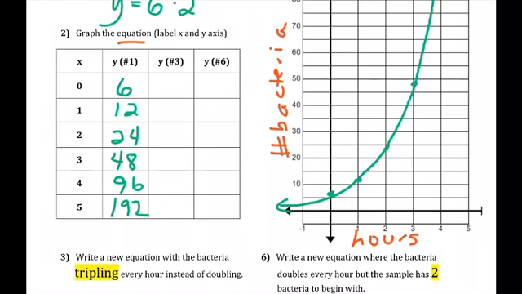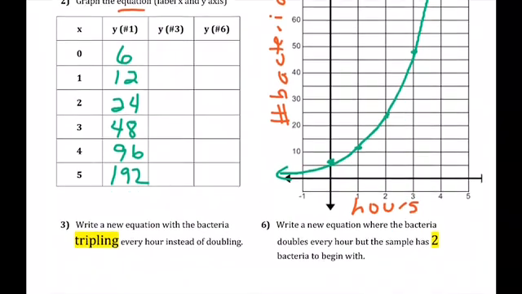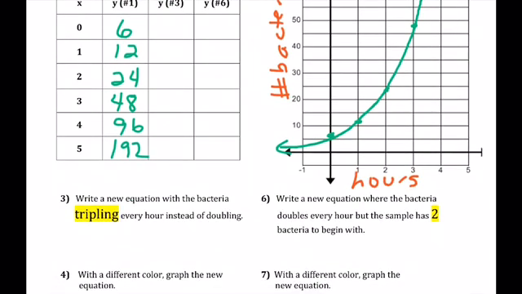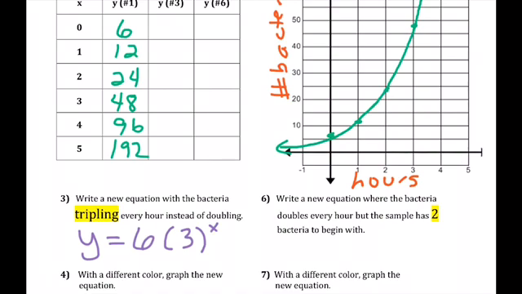Now the next thing we're going to do is we're going to change the situation. And so on number 3, it says write a new equation, but this time the bacteria will be tripling every hour. So I'm going to write a new equation. I'm going to color code this, and I'm going to do a different color. So if you have a different color, that's a good idea for this. So y is equal to, and then we're still starting with 6 bacteria, but this time instead of doubling, we're going to be tripling. And so number 4, it says with a different color graph the new equation.